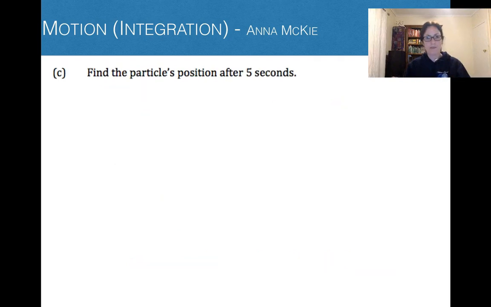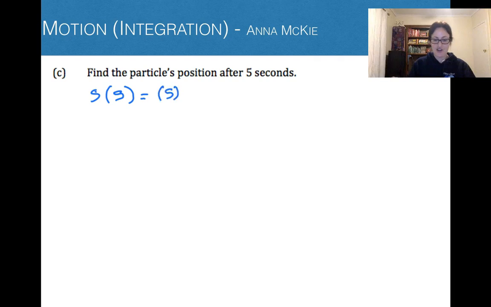Right, next part. Find the particle's position after 5 seconds. You might be wondering, why 5? Often in the questions that you're doing, read the whole question through. In this question, we eventually want to find out the distance travelled in the first 5 seconds. So that's why 5 is useful. So the position after 5 is S of 5. That's a 5, not an S.